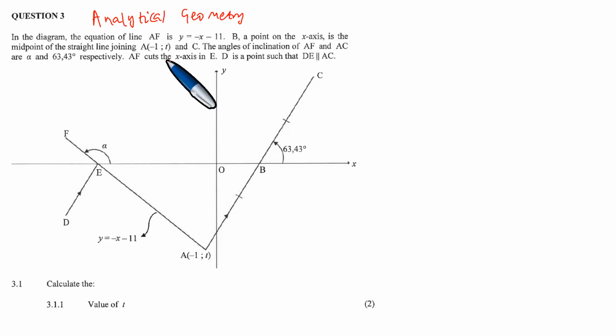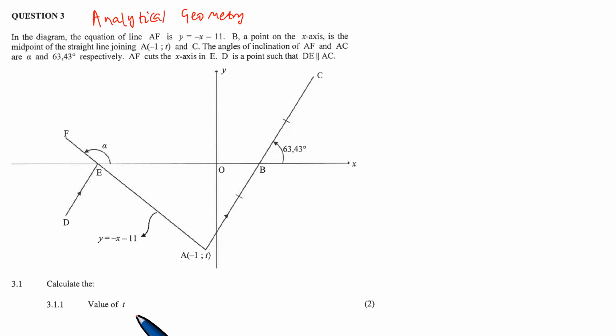AF cuts the x-axis at E. D is a point such that the line segment DE is parallel to the line segment AC. I need to calculate the value of T. Thank you so much. Let's get started.